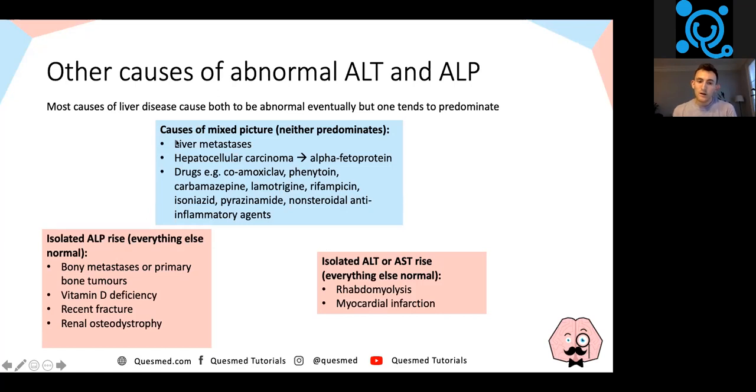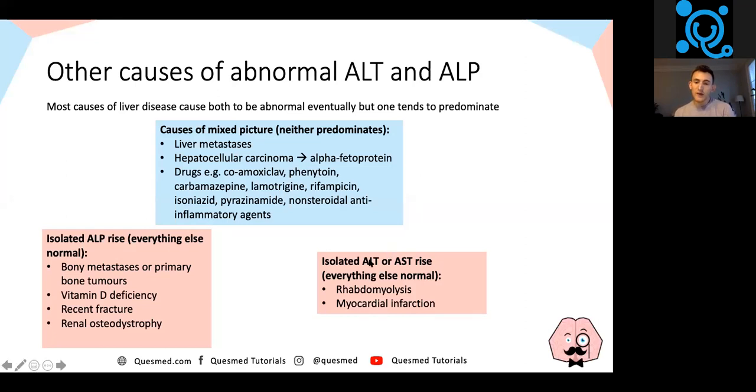And it's important to think about, when our ALT or our ALP is elevated, other causes that aren't to do with the liver. So as I said at the start of the lecture, it's not only the liver that can cause our ALP or our ALT to go off. So if the ALP is elevated by itself with a normal gamma GT, it's important to think about bony disease. So bony metastases, bone tumours, any recent fractures or vitamin D deficiency, for example.